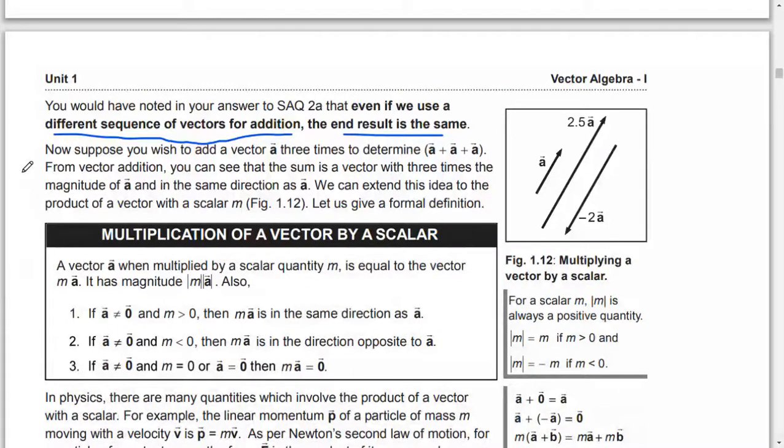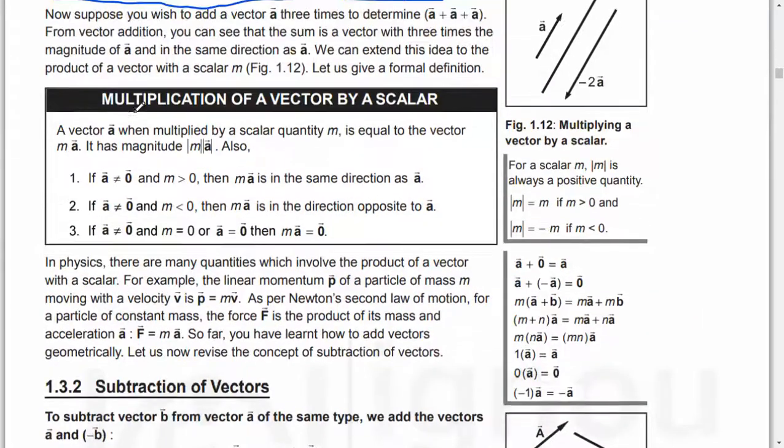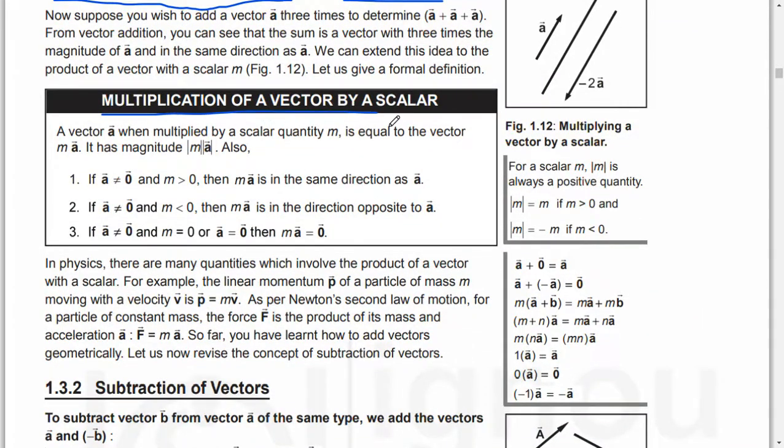Now suppose you wish to add a vector A three times to determine A plus A plus A. From vector addition you can see that the sum is a vector with three times the magnitude of A, and in the same direction as A. We can extend this idea to the product of a vector with a scalar m. Let us give a formal definition. Multiplication of a vector by a scalar.